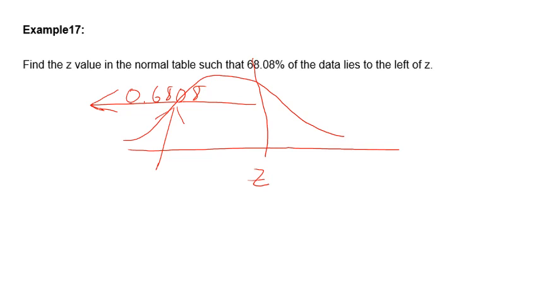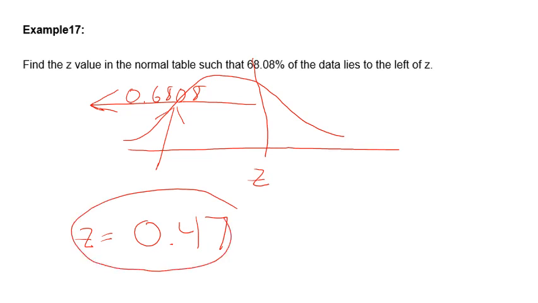Well, if you look in your table, you'll find 6808. If you look to the left, you see the tenths position of the z-score. If you look above that, you're going to see the hundredths place for the z-score. So the z-value for which 68.08% of the data lies below that number is 0.47.